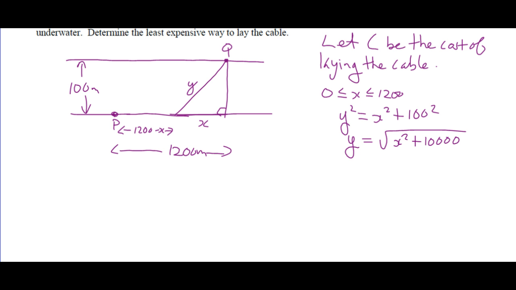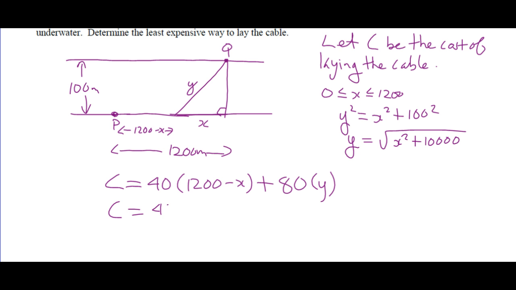The cost is $40 for each of these meters, so the cost is 40 times (1200 minus x) plus 80 times y. Now we're going to replace the y. So we've got 40 times 1200, which is 48,000, minus 40x plus 80 times the square root of x squared plus 10,000. So that's going to be our cost for laying the cable, right? And we want to minimize that cost.